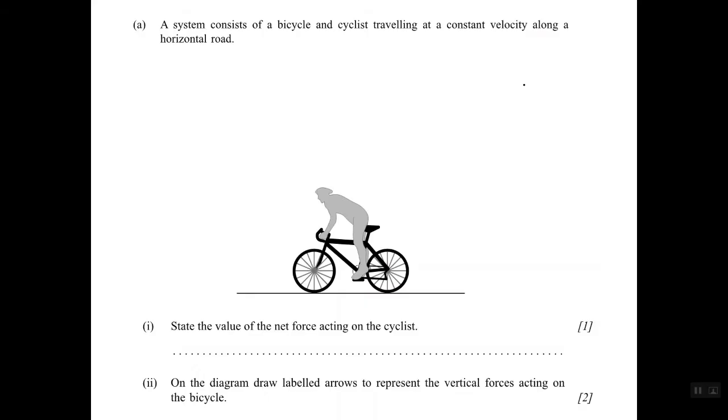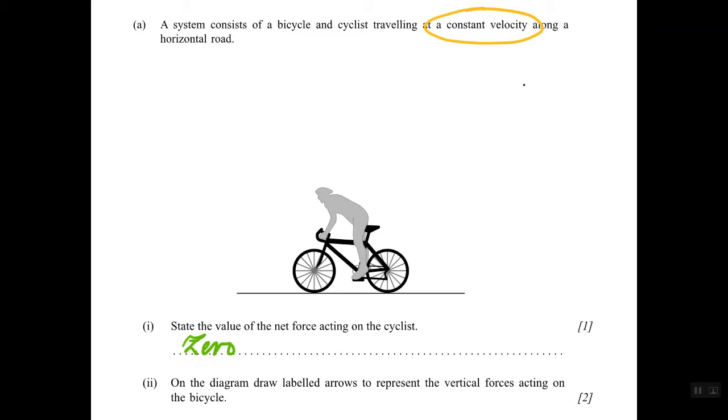A system consists of a bicycle and cyclist traveling at a constant velocity along a horizontal road. State the value of the net force acting on the cyclist. Bicycle and cyclist traveling at a constant velocity, which means the net force acting on it is 0. Since the system is traveling at constant velocity, the acceleration is 0. If the acceleration is 0, based on F equals ma, the net force acting is 0.